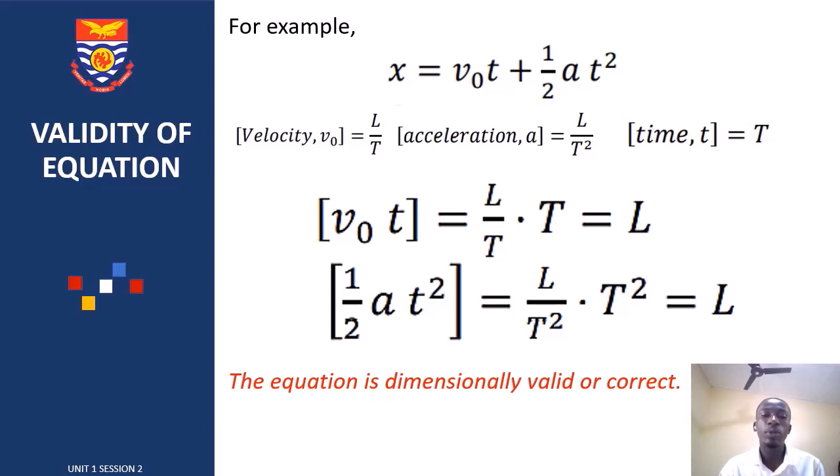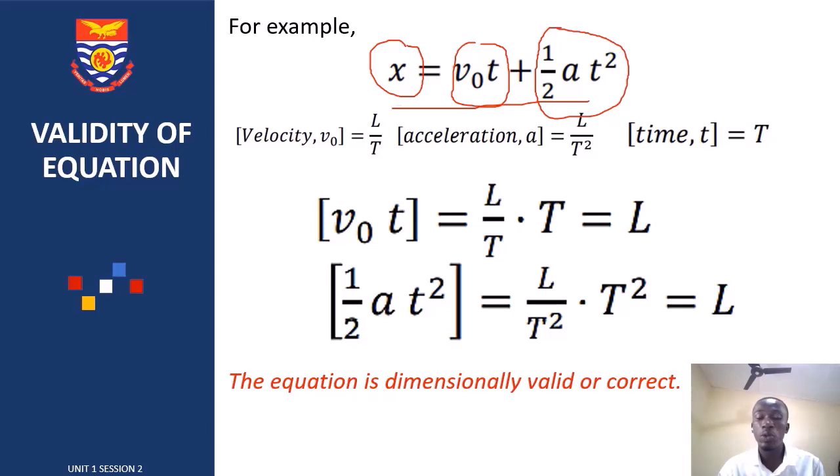We can also use dimensional analysis to check the validity of an equation. Here we have one equation that we'll be seeing in our following sections, where x, the distance, is equal to velocity times time plus 1/2 acceleration times time squared. To check its validity, note that each part, the x, the v0 times t, the 1/2 at squared, is separated by an equal to and a plus, and it can also be a minus.